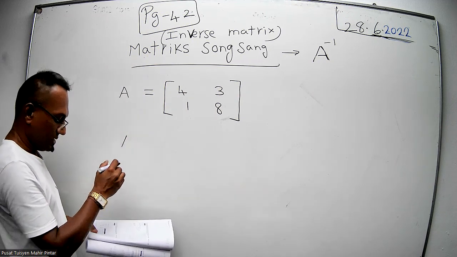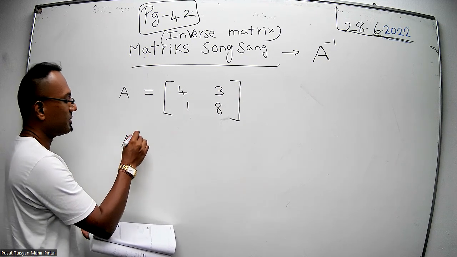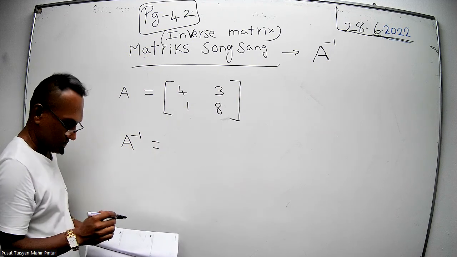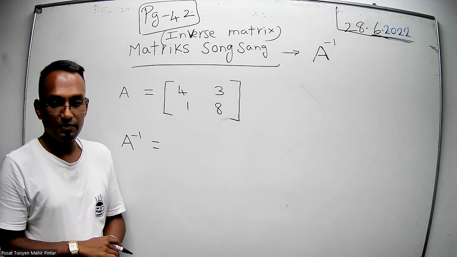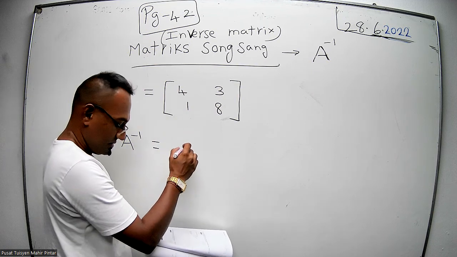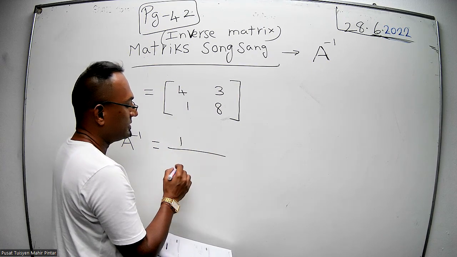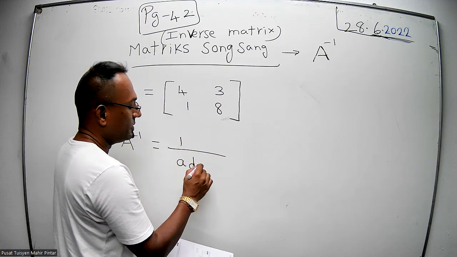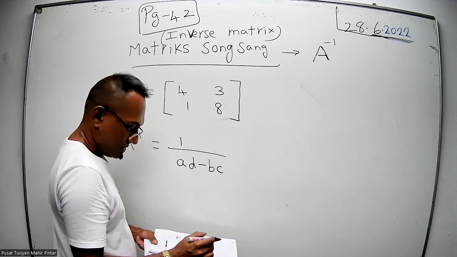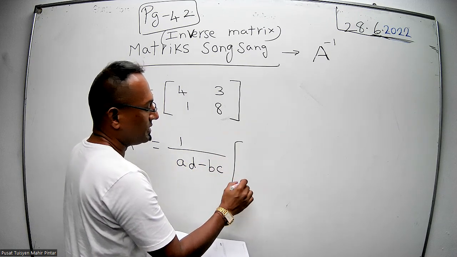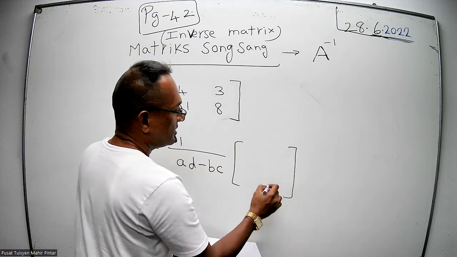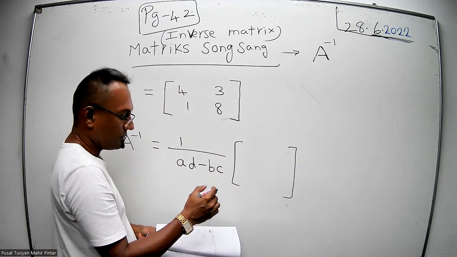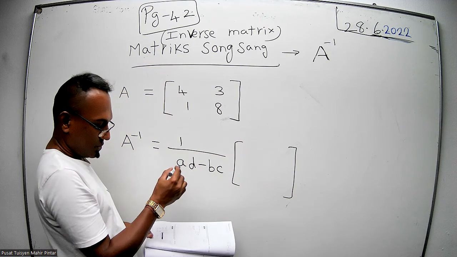So we can write the formula. What is the formula here? Repeat the formula. A inverse equals 1 over AD minus BC, then inside the square bracket, a matrix.